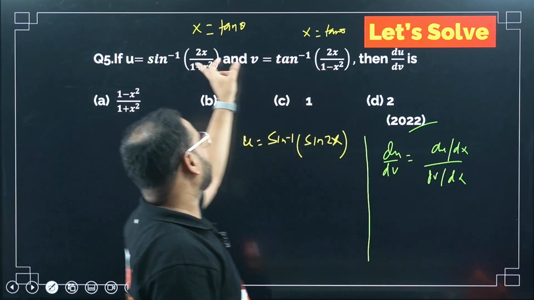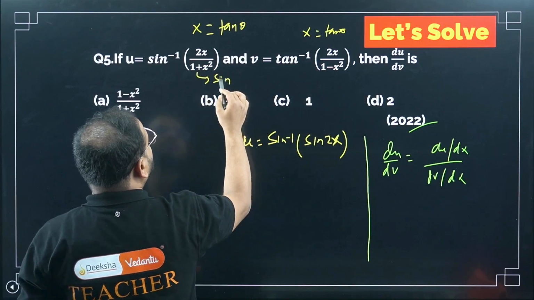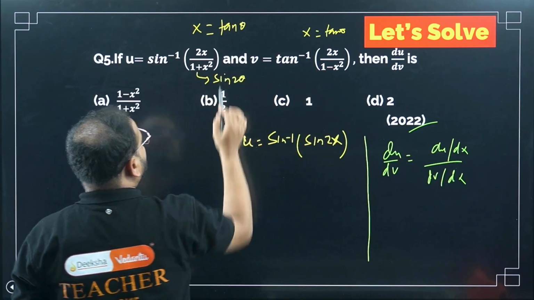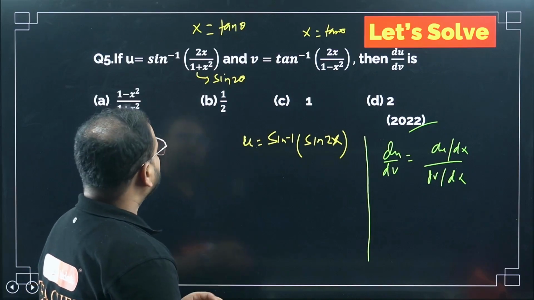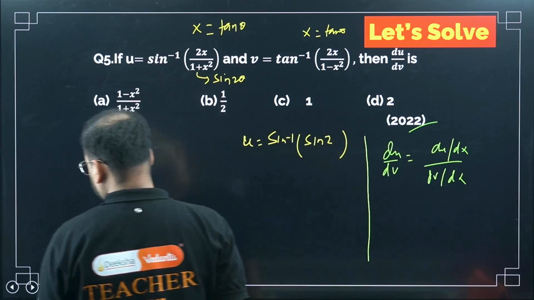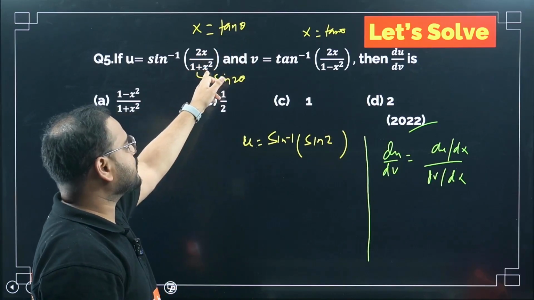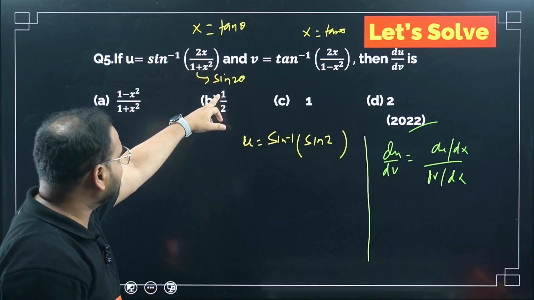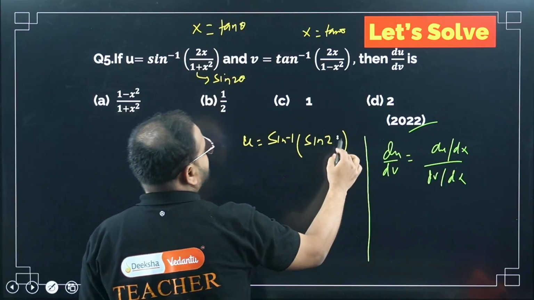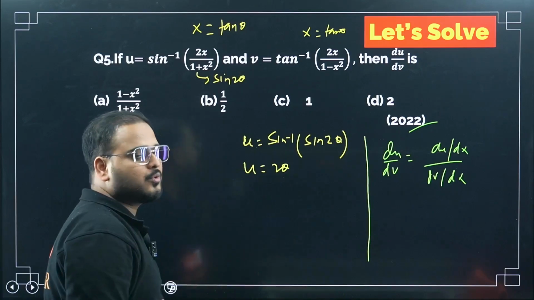Over here, same thing. This is nothing but sine 2 theta. Am I right? Sine 2 theta. So not x actually, the variable will be different. We'll see that. I have taken x as tan theta, so it becomes 2 tan theta upon 1 plus tan square theta, which is sine 2 theta. Sine inverse of sine 2 theta, how much is that? Simply u equals to 2 theta.